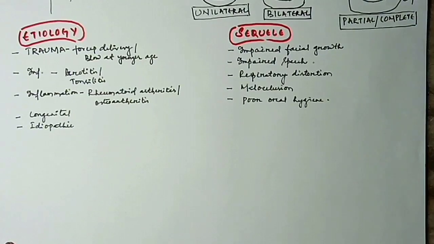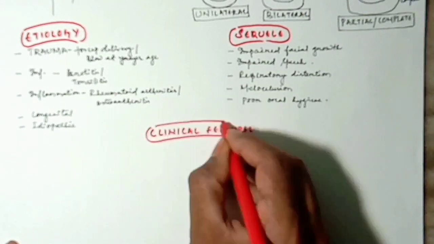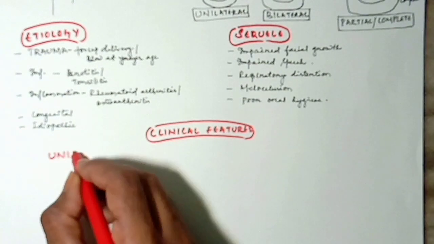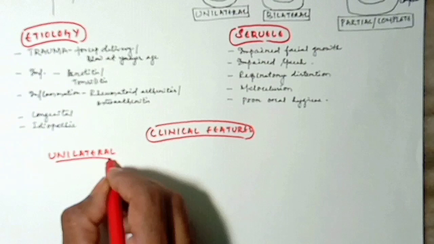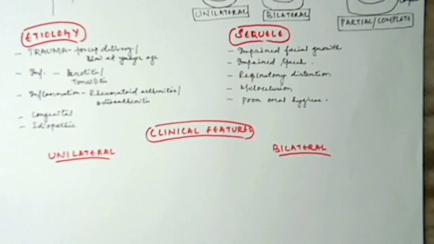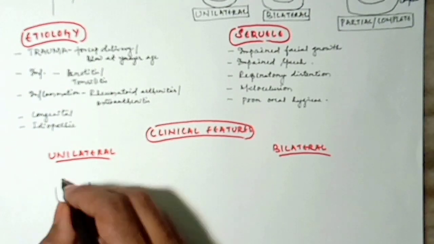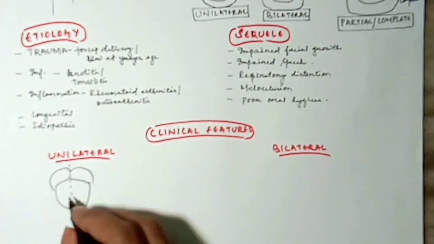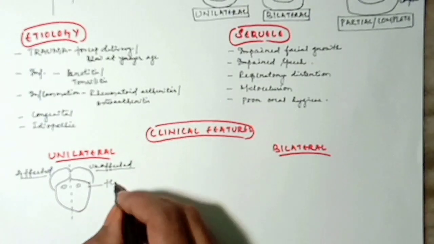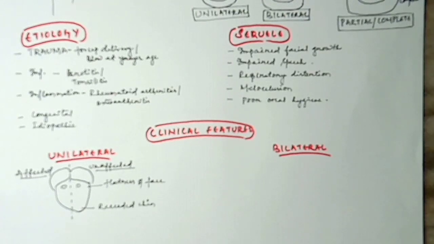Now let's look at the clinical features. I can divide them into unilateral or bilateral. So let's take a look at a unilateral patient and a bilateral patient. If you observe a unilateral ankylosed patient, you will observe facial asymmetry. So we can divide the face into two halves: one is the affected half and the other is the unaffected half. In the unaffected half, you can have flatness of face and a receded chin.